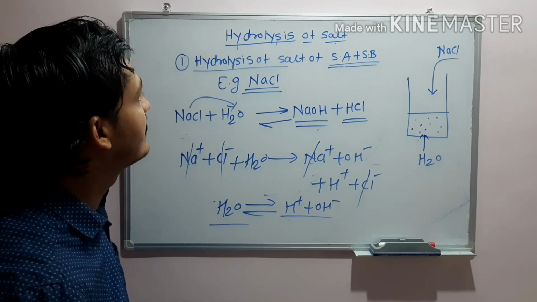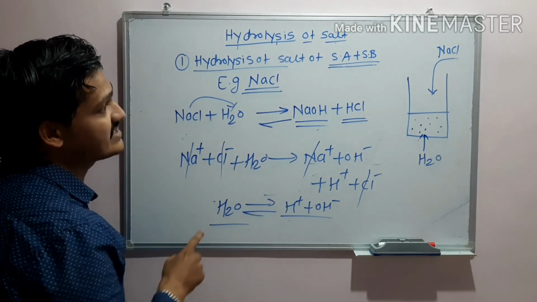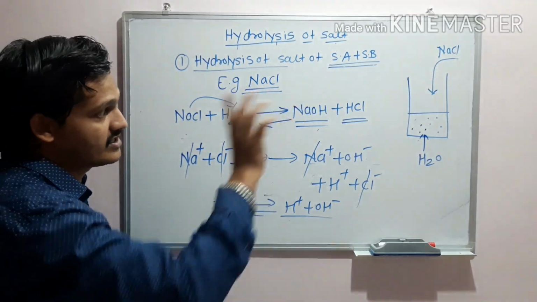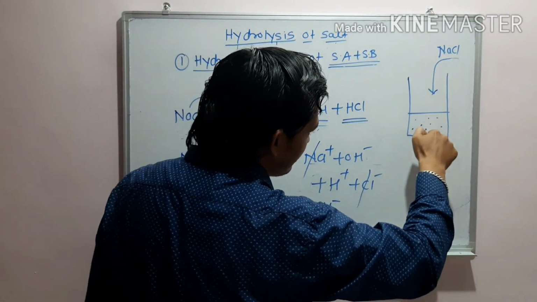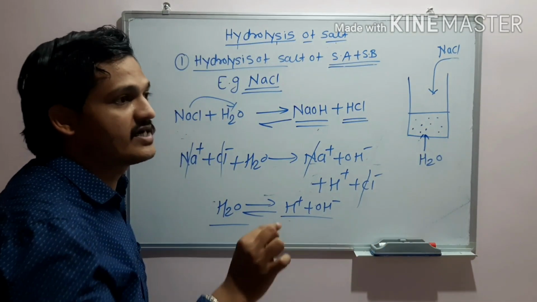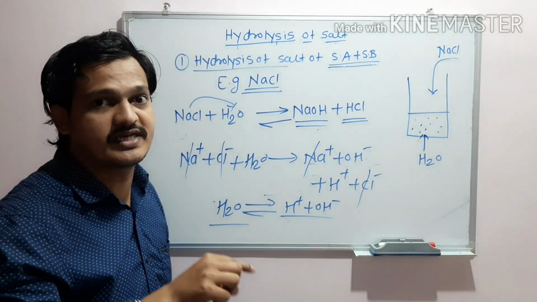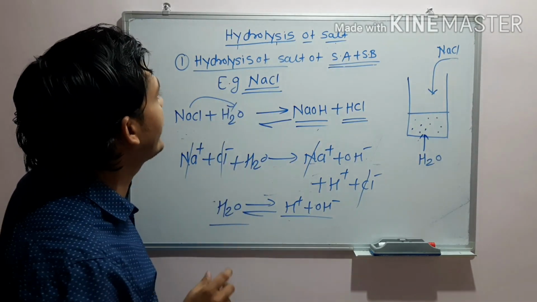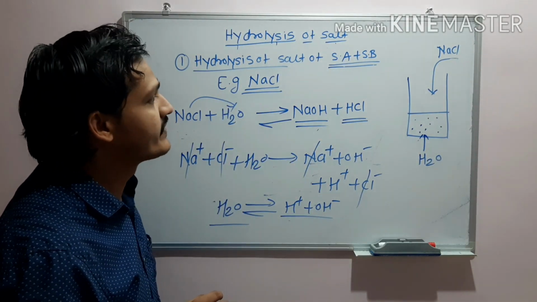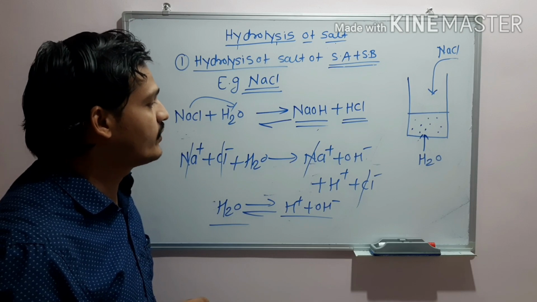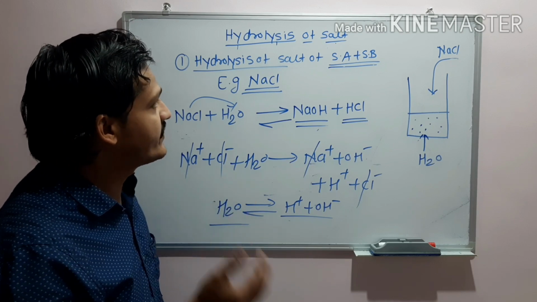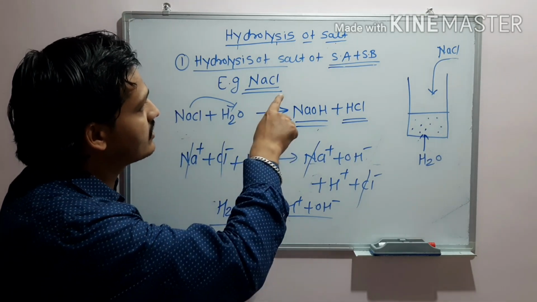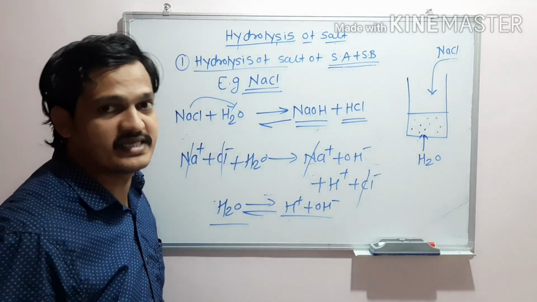So our result for hydrolysis of salt of strong acid and strong base is that the pH of the NaCl solution is neutral. If I am adding NaCl salt in water, the result is that the pH of the NaCl solution is 7, that is, neutral. This is our first type, hydrolysis of salt of strong acid and strong base. Hopefully you have understood my point. In the next video lecture we will discuss the next type of hydrolysis, that is, salt of strong acid and weak base. Thank you.